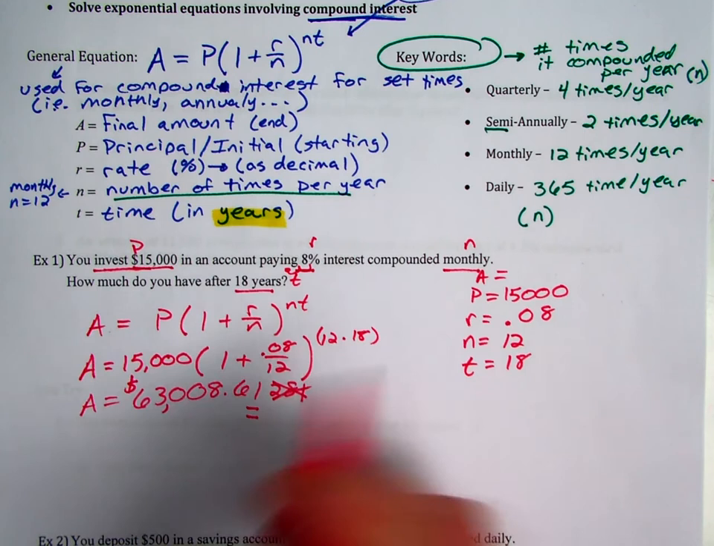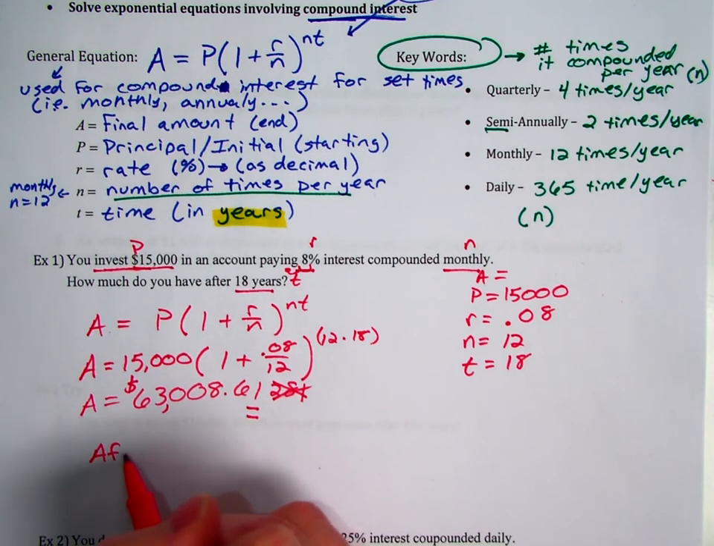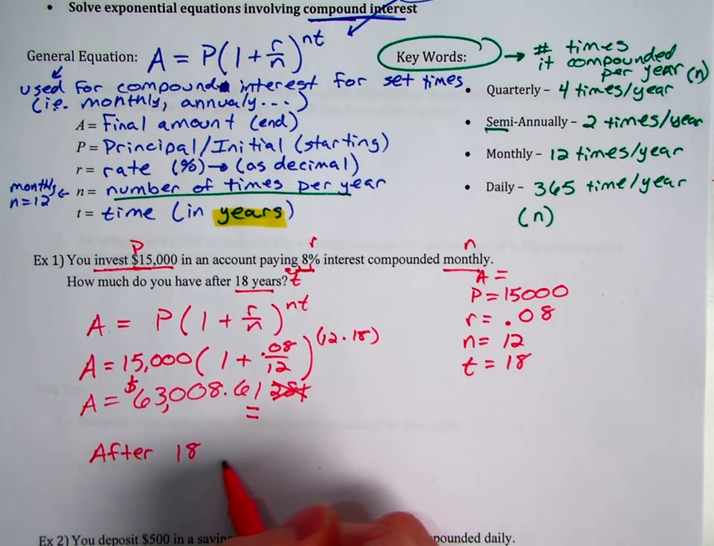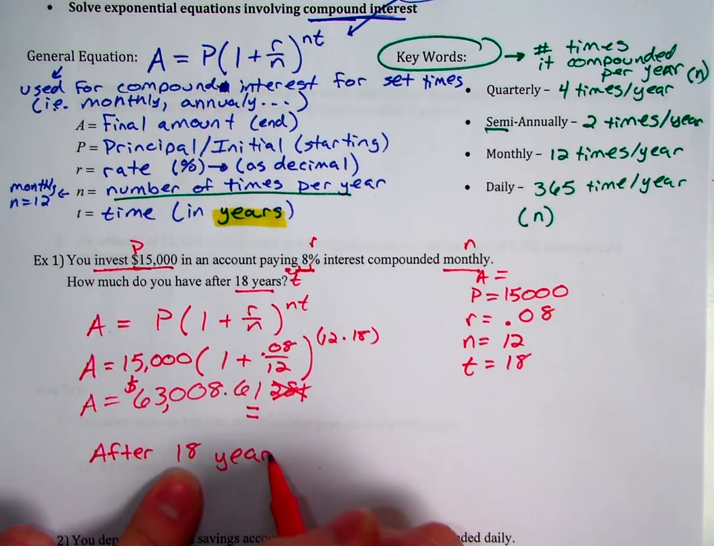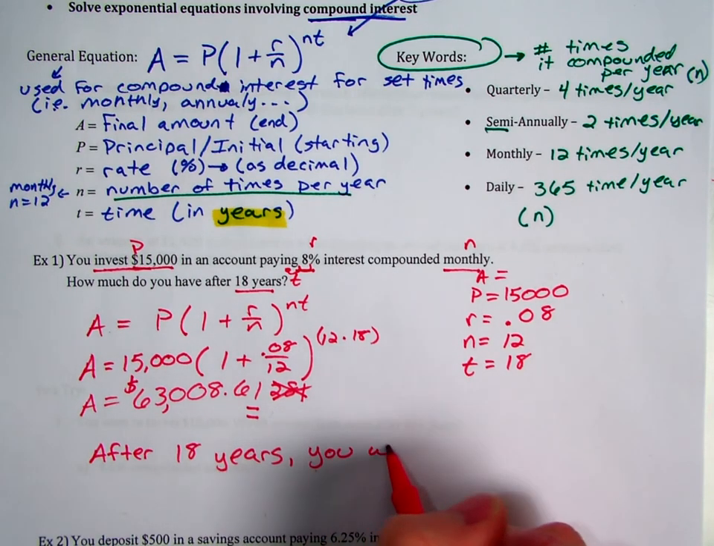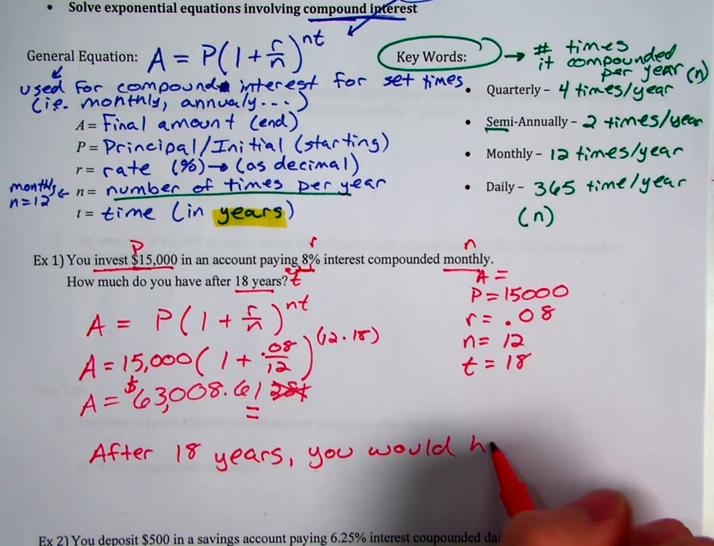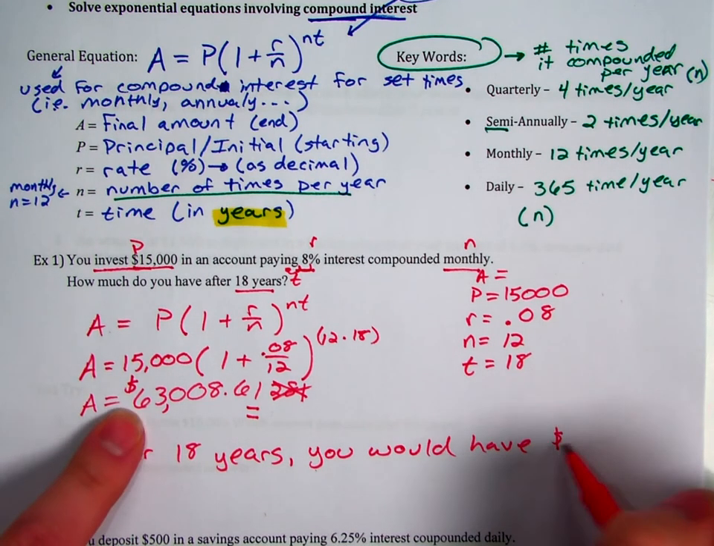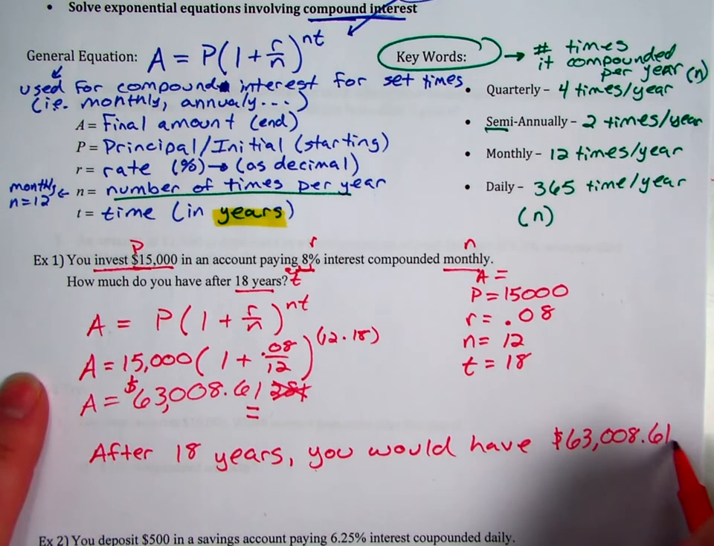So how much do you have after 18 years? After 18 years, and it's important that you put that because if it were a different amount of time, it would be a different number. So after 18 years, you would have, make sure you put your dollar sign, $63,008.61.